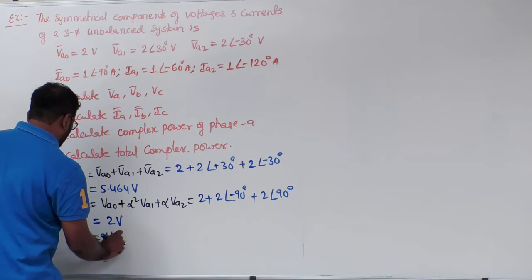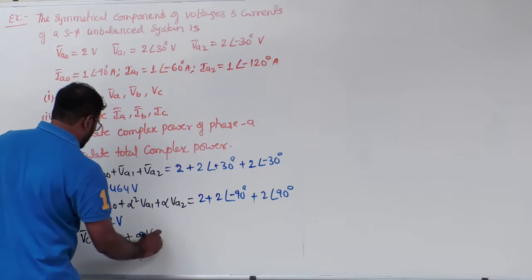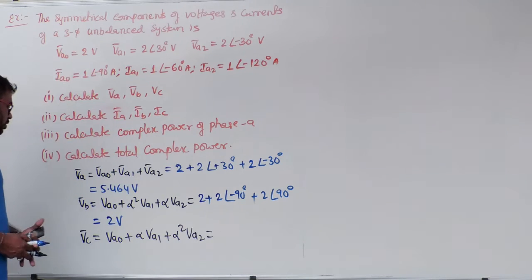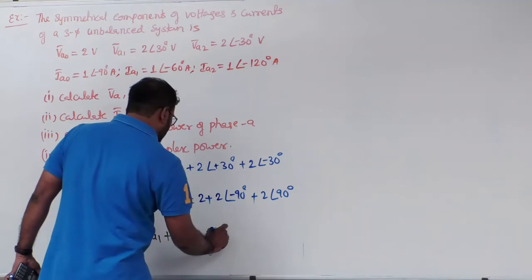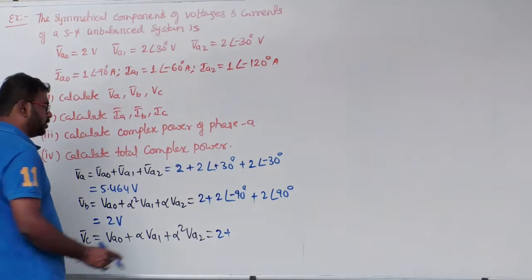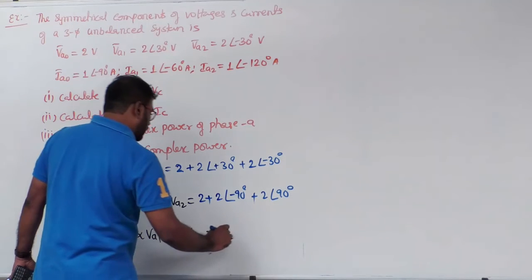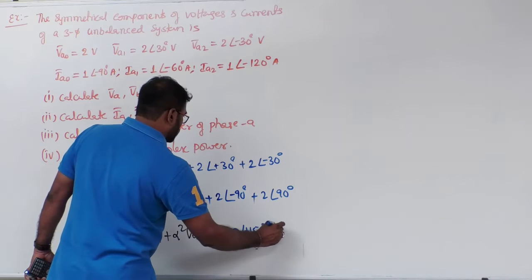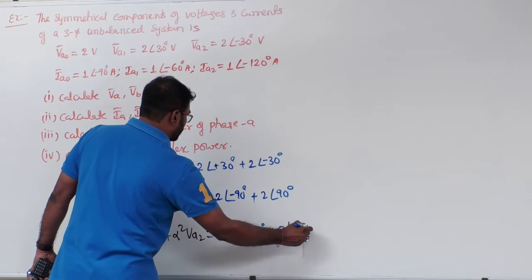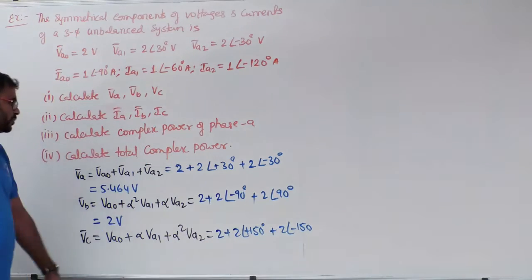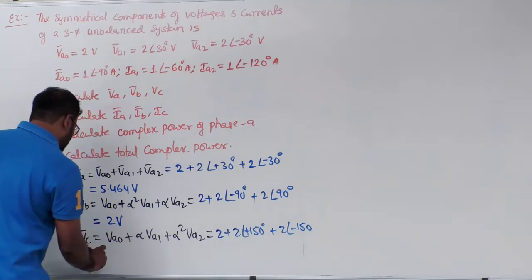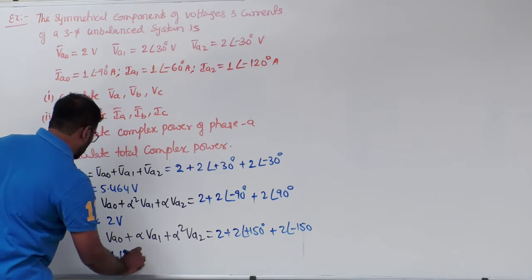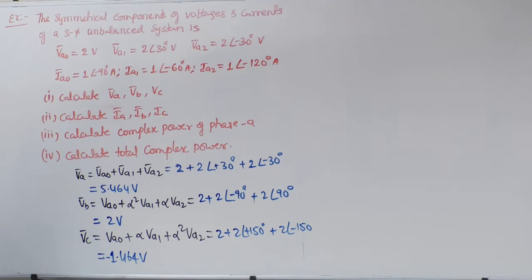VC, directly I am writing the formula: VA0 plus alpha times VA1 plus alpha square times VA2. Don't confuse. So if I substitute, VA0 is 2 volts anyway, VA1 is 2 at an angle 30 plus 120, which is 150, and 2 at an angle minus 150. Why? Because minus 30 is there and minus 120. So if I solve this, we get 1.464 minus 1.464 volts. So that's VC.